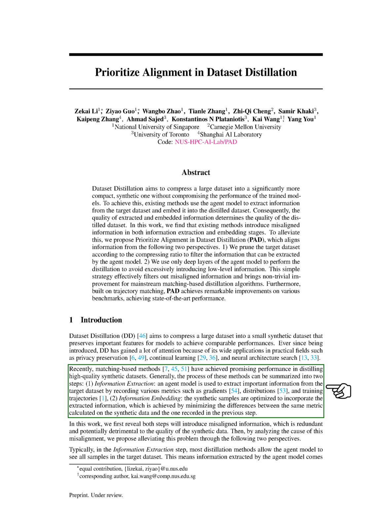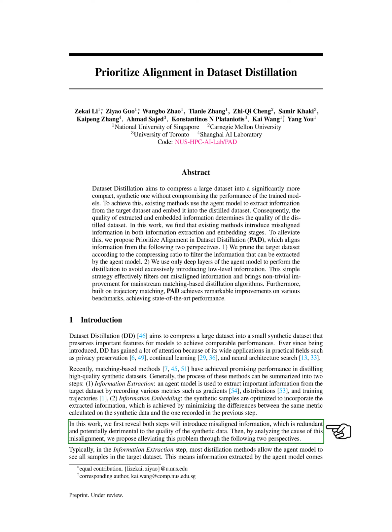Recently, methods based on matching have shown promising results in creating high-quality synthetic datasets. We can break down the distillation process into two main steps. First, we extract important information from the target dataset using an agent model, which records various metrics like gradients, distributions, and training trajectories. Second, we optimize synthetic samples to include this extracted information by minimizing the differences between the metrics calculated on the synthetic data and those recorded earlier.